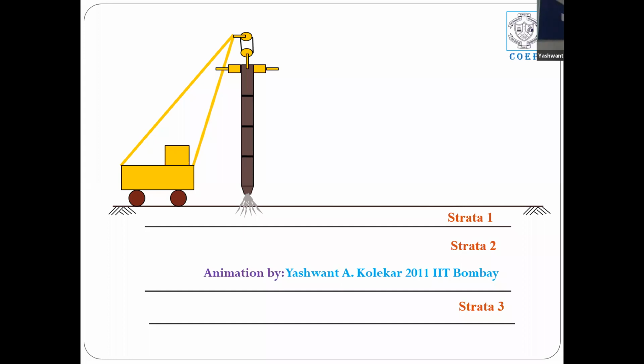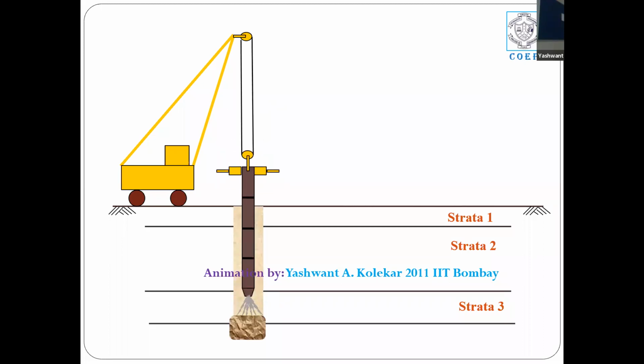We are assuming that we have got different strata, strata 1, 2, and 3, and the assembly is shown there. The probe is there, and the water is coming out of the tip of the probe. The assembly moves, so we'll start with the animation. We are going down gradually to the design depth, up to which the improvement is required. So the hole is constructed to the design depth, through the strata up to that particular depth.